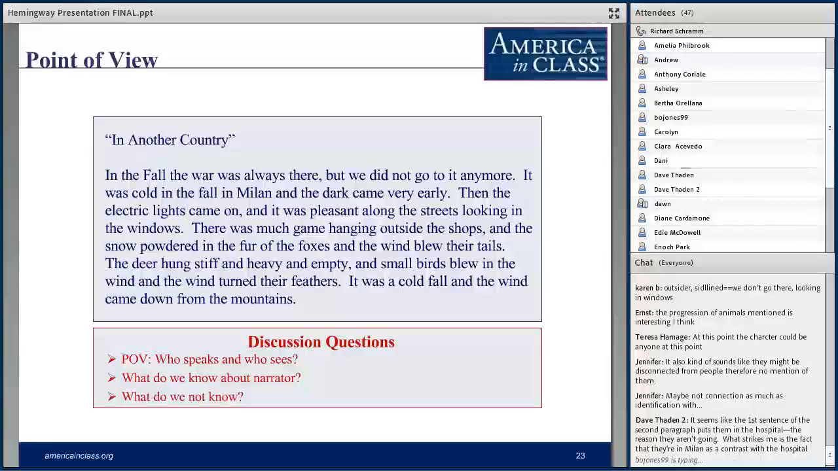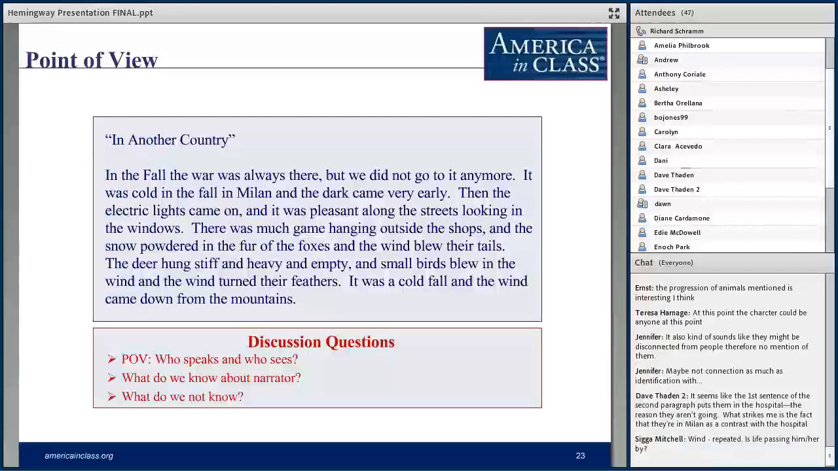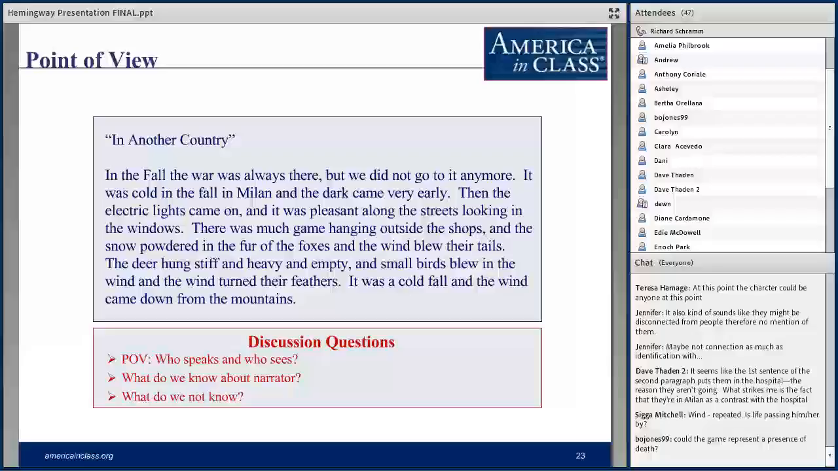Dave Faden makes a similar point. He says, it seems like the first sentence of the second paragraph puts them in the hospital, the reason they aren't going. What strikes me is the fact that they're in Milan as a contrast with the hospital. I think what you're saying here, Sean, is that if somebody, 100 years before or 50 years before or 2 weeks before Hemingway wrote this, somebody would have said, we were in Milan in the hospital.